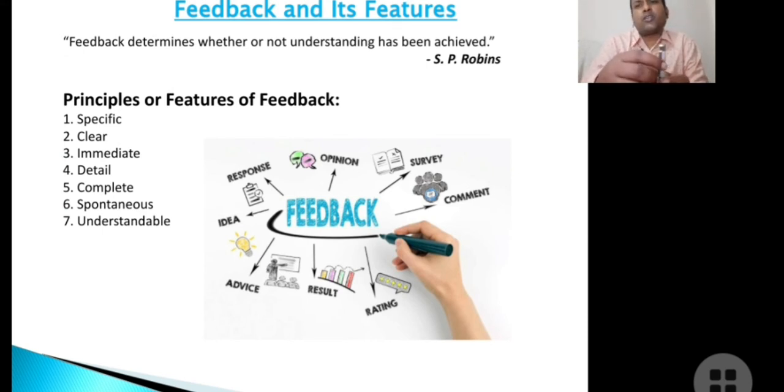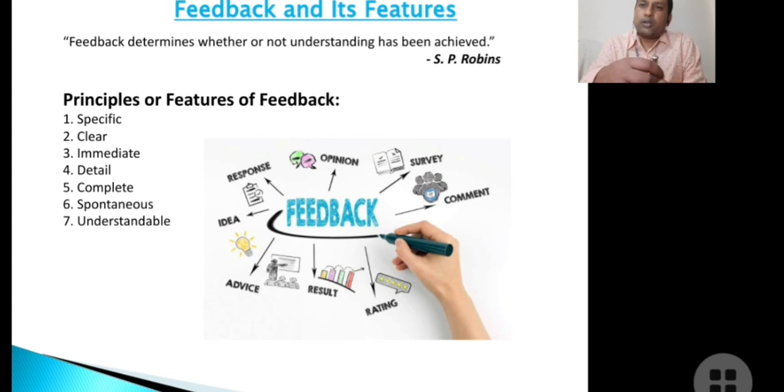ফিডব্যাক ডিটারমাইন্স ওয়েদার অর নট আন্ডারস্ট্যান্ডিং হ্যাজ বিন অ্যাচিভড. অ্যাকর্ডিং টু এসপি রবিন্স স্কলার, উনি বলেছেন যে ফিডব্যাকই ডিটারমাইন করবে যে আসলে আমি রিসিভারকে আন্ডারস্ট্যান্ডেবল মিনিংফুল মেসেজ দিতে পেরেছি কি না. যদি না দিতে পারি তাহলে ফিডব্যাকটা আসবে পোর, অথবা ফিডব্যাক আসবে না. যদি প্রপার ইনফরমেশন দিতে পারি, প্রপার কমিউনিকেশন মেনটেন করতে পারি, তাহলে অফকোর্স দেয়ার উইল বি বেটার ফিডব্যাক ফ্রম দ্য রিসিভার অফ দ্য মেসেজ.